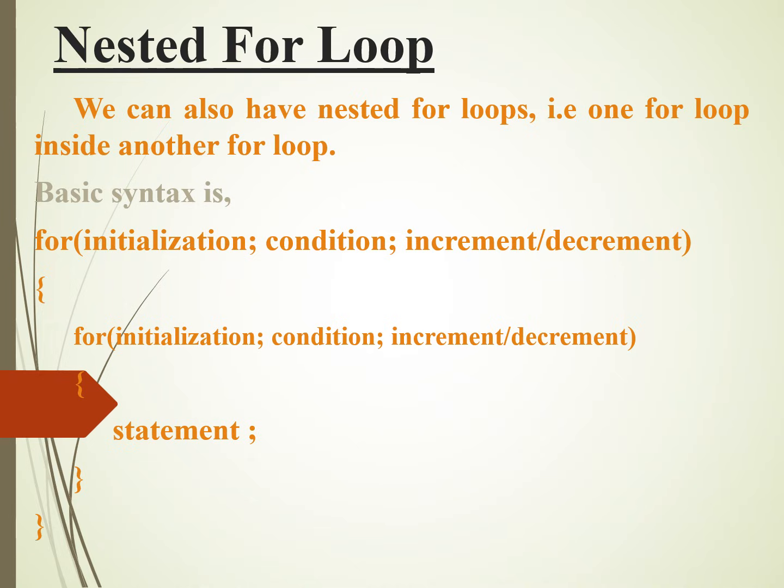In the syntax shown, the outer loop executes first. For every iteration of the outer loop, the inner loop executes completely. After the inner loop finishes, the outer loop moves to the next iteration. Now, let's understand with a simple example.